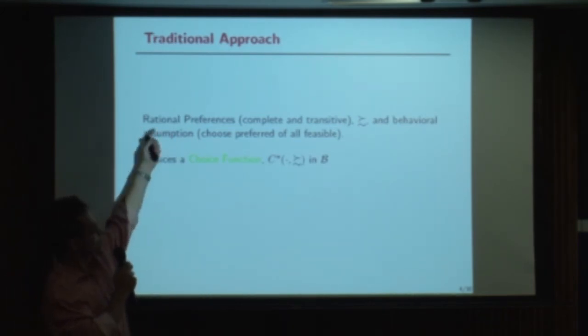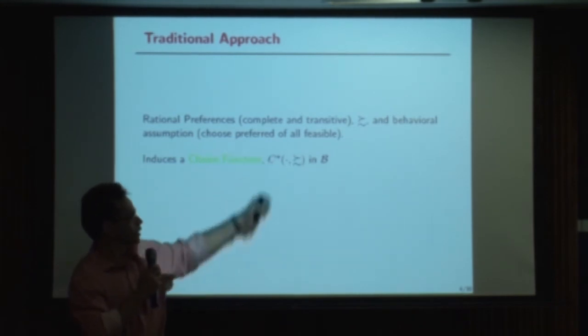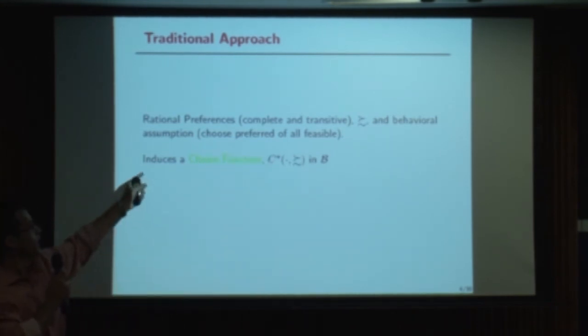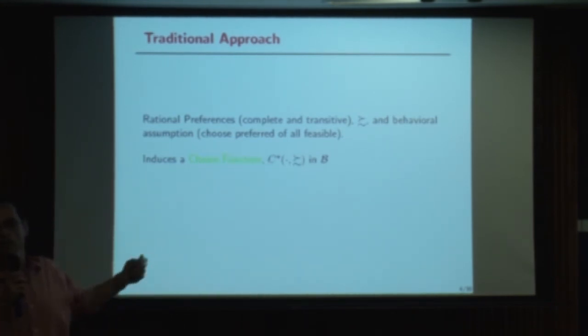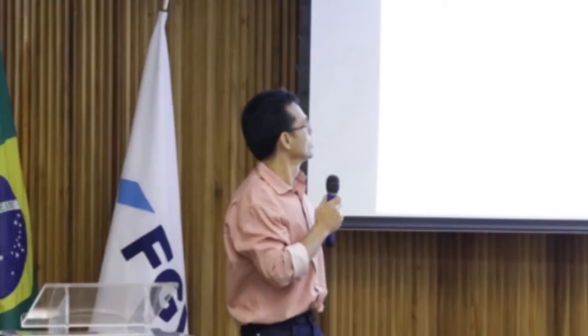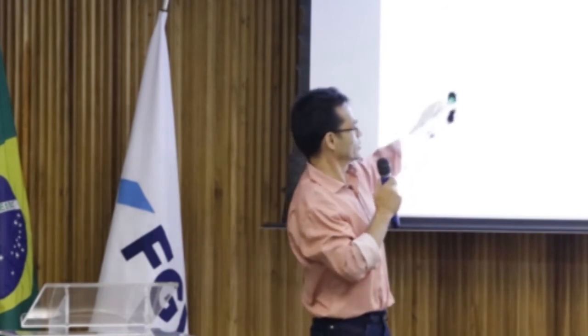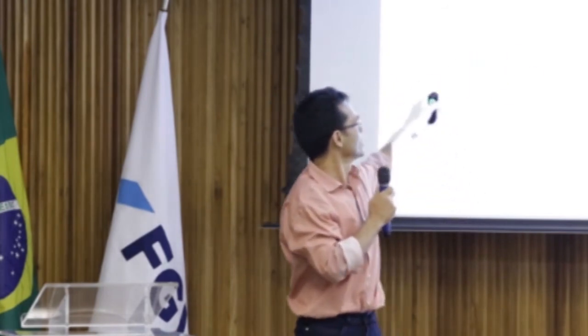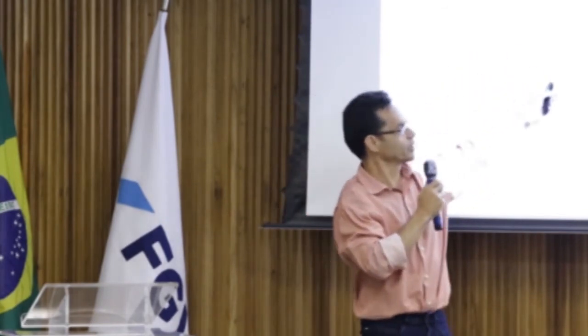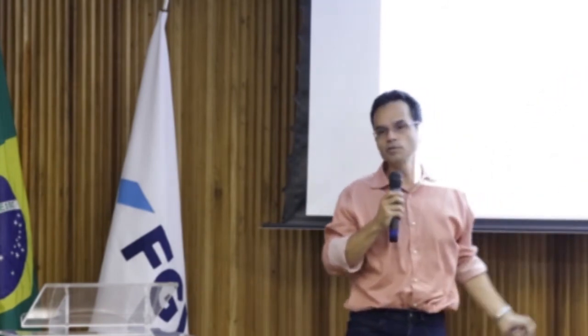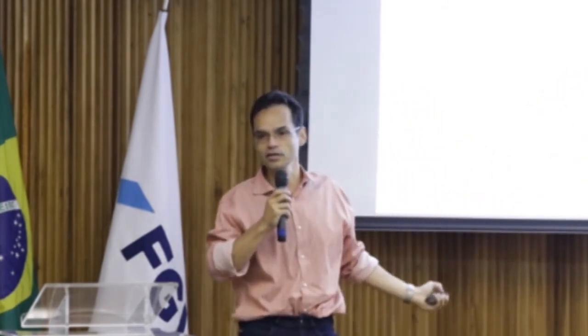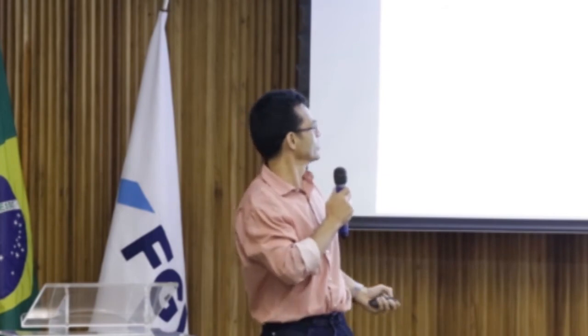We usually assume rational preferences, like a pre-order, on those sets. And the behavioral assumption is that people always choose the best of the feasible goods, so the best in their budget sets. And then this induces a choice function, which I'm going to denote this. This is basically the thing that is in Mas-Colell, so there's nothing new here.